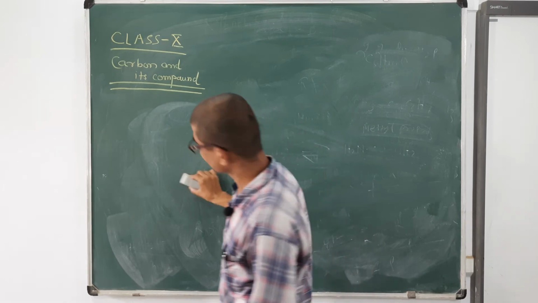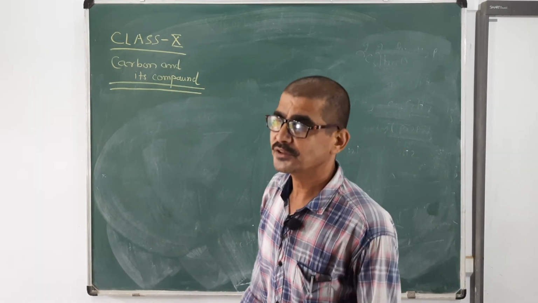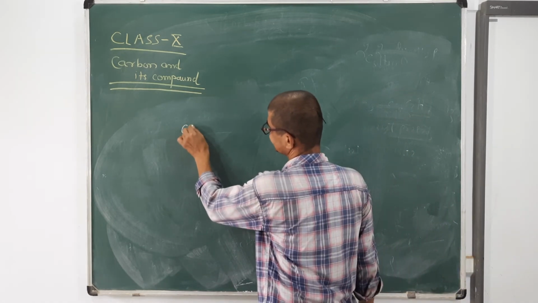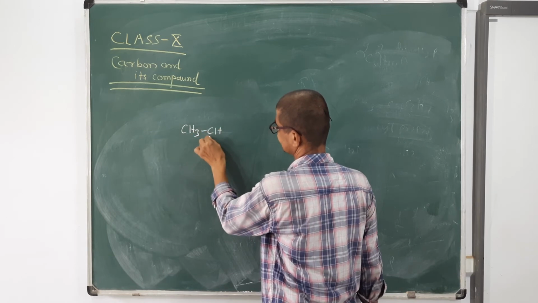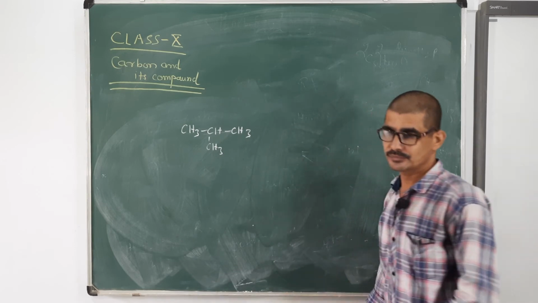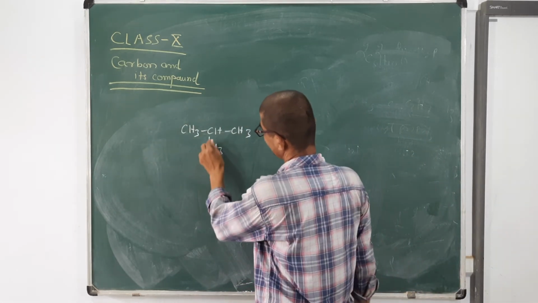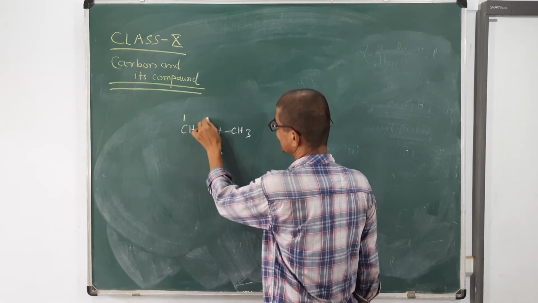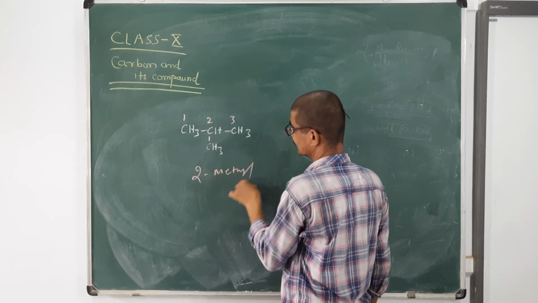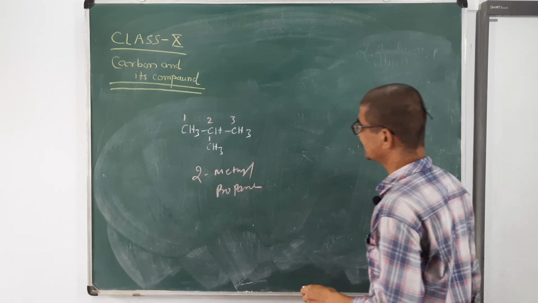Now, I am just going to discuss some nomenclature. What is the name of this compound? Now at first we select the longest chain. So 2-methyl propane. 2-methyl propane.